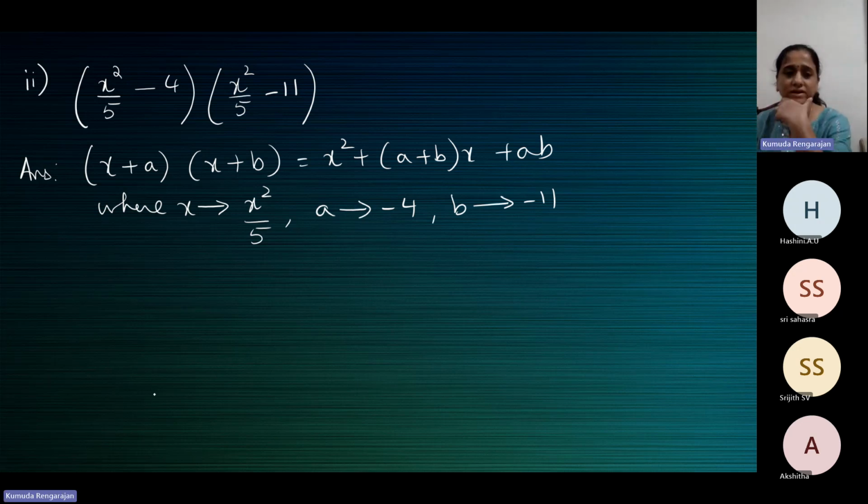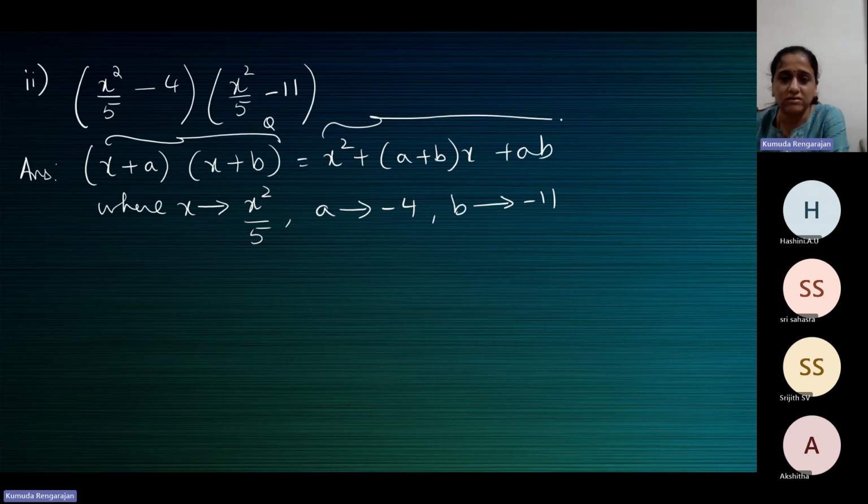X is x squared by 5. A is minus 4. B is minus 11. Now, the question is like this. This is the question part. So this is the answer. Navneet, when I'm explaining, you're supposed to look at the screen. Stop working. You were given time to work, right?